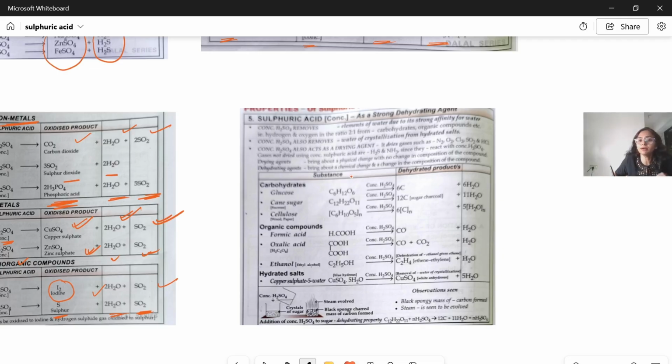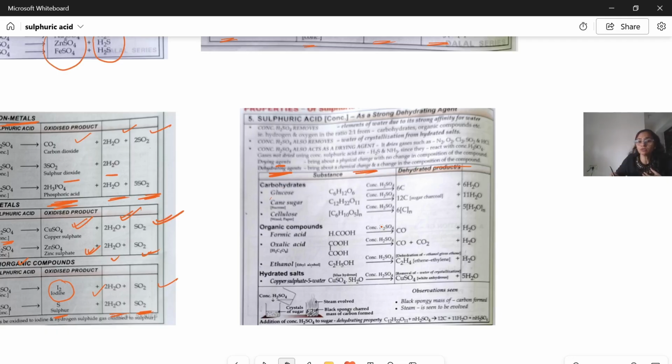So it removes water; that's a drying agent and a dehydrating agent. Let's try to understand. A drying agent brings about a physical change. Look, water is there in it, and only that moisture is removed. That's called a drying agent. It removes the moisture, a physical change with no change in composition. Water was there, that water is removed. But the dehydrating property is that it brings about a chemical change and a change in the composition of the compound.